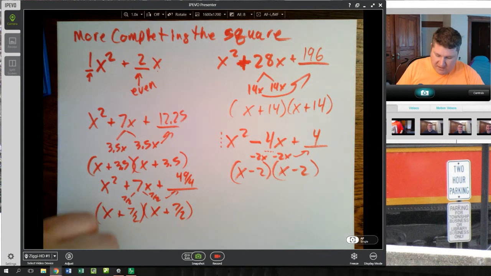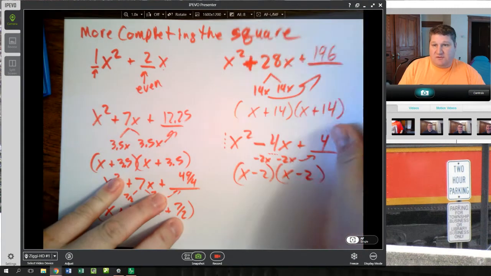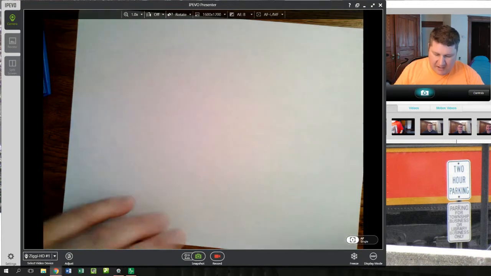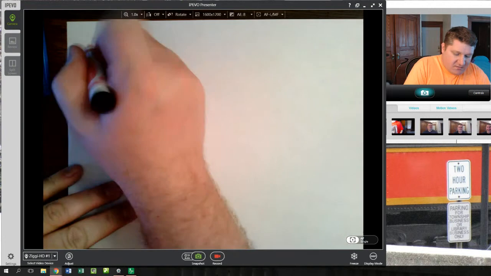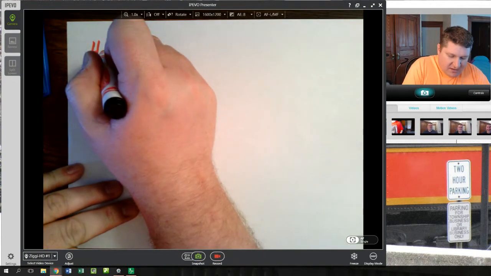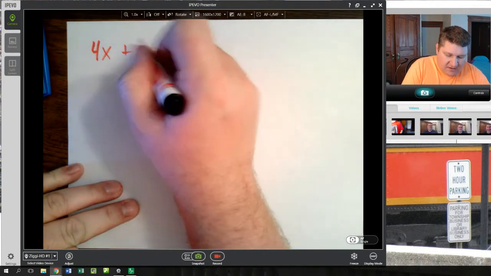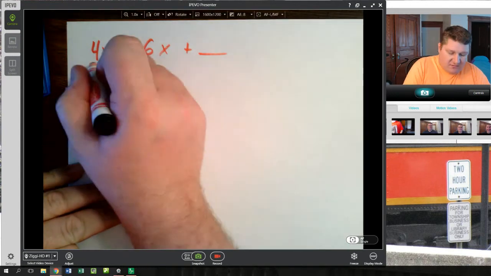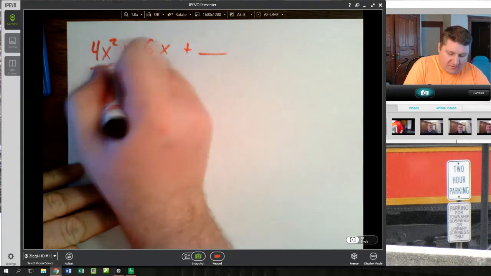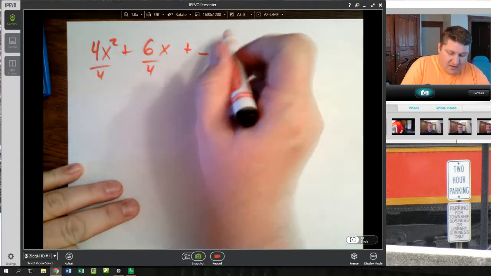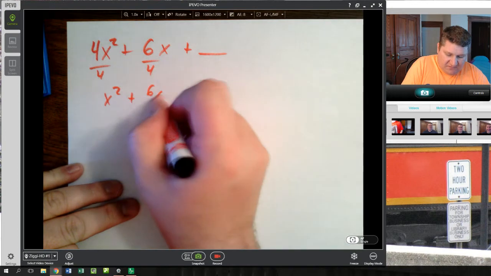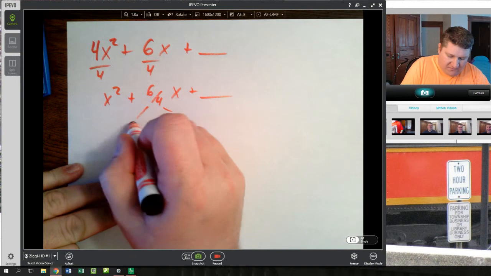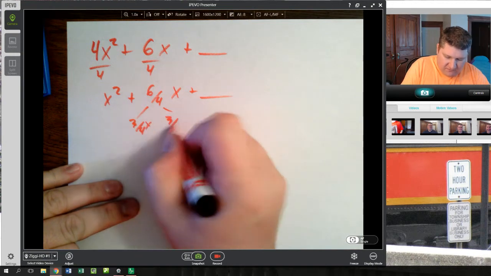Now, it is possible to complete the square when you have a non-1 number. We don't really love that. I suppose if you get the 4x squared up front and you get a 6x here plus blank, the first thing you're going to want to do is get rid of the 4. So we divide by 4, and so that gives us x squared plus 6 fourths x plus blank. Well, what is 6 fourths? Well, that's 3 fourths x and 3 fourths x.